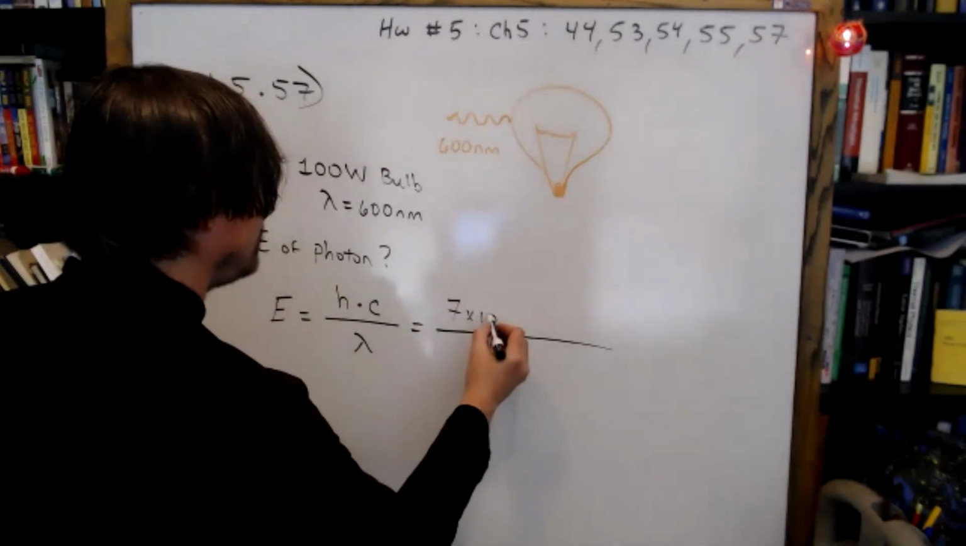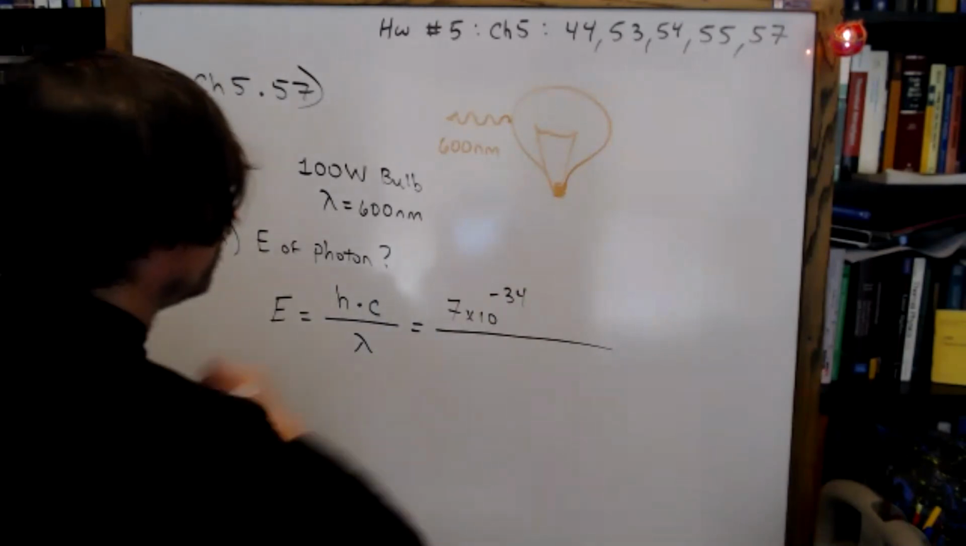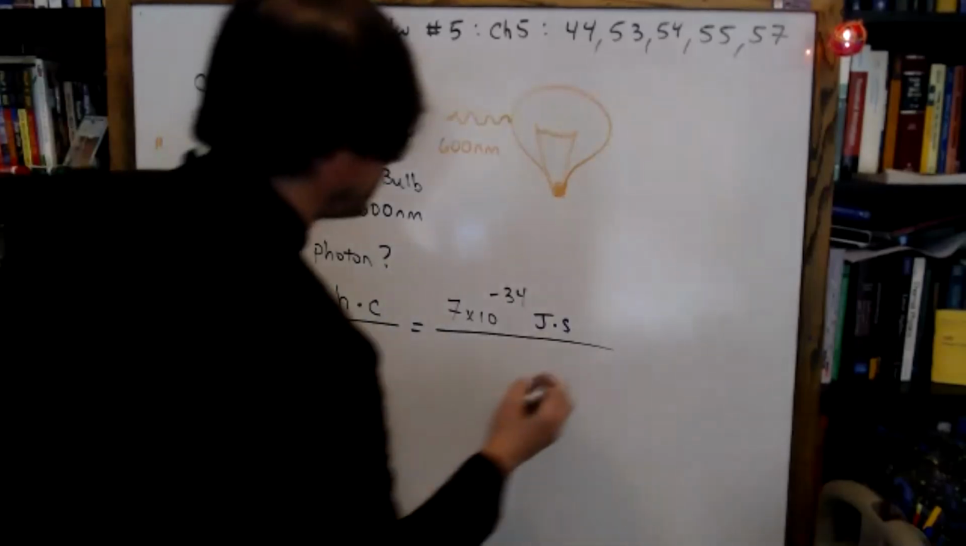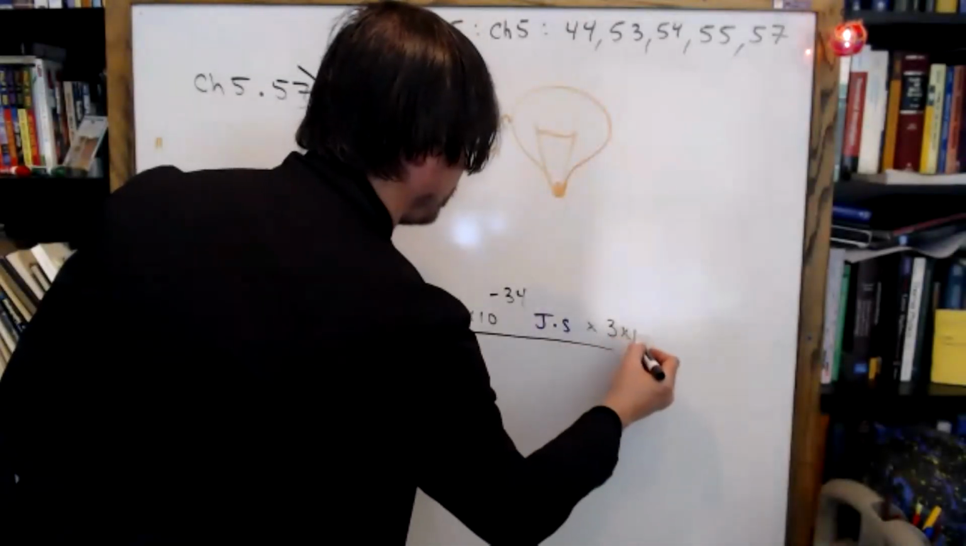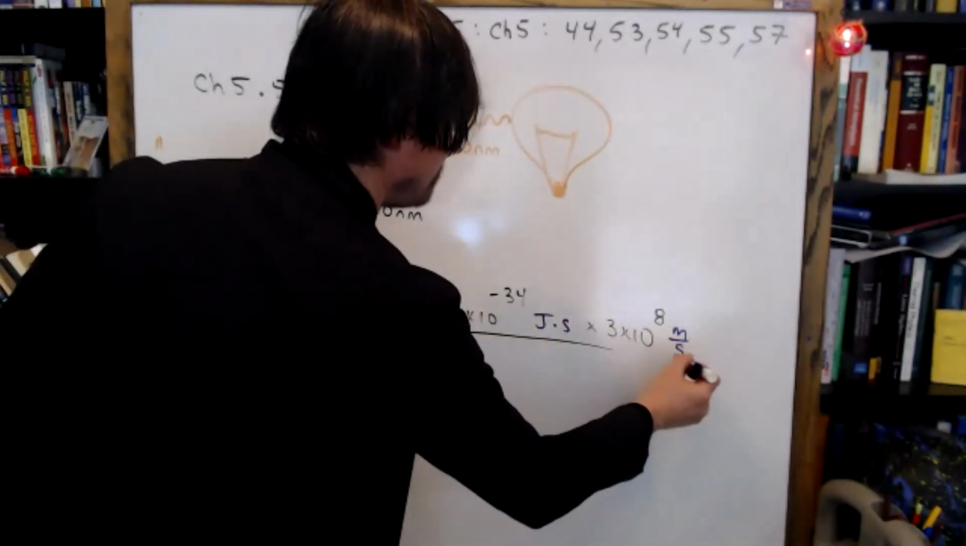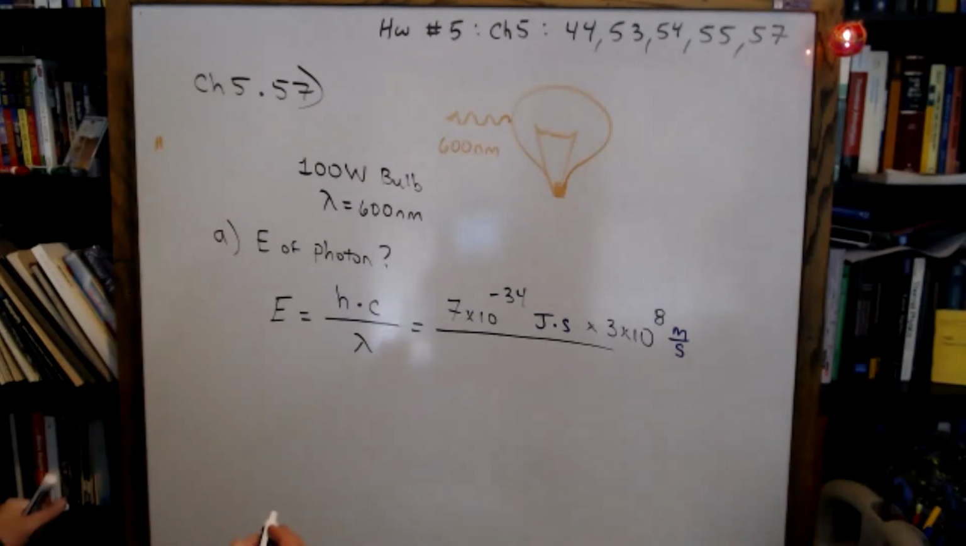Planck's constant is 7 times 10 to the minus 34. The units are joules times seconds. C, the speed of light, is 3 times 10 to the 8 meters per second. And the wavelength, oh shoot. Our wavelength is in nanometers. What are we going to do about that? Make it into meters. It's 600 times 10 to the negative 6 meters.